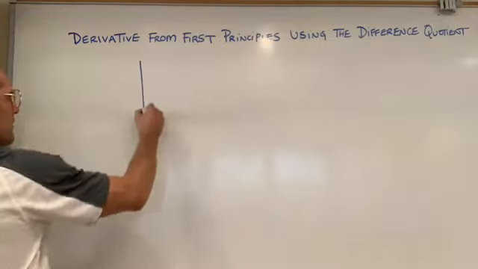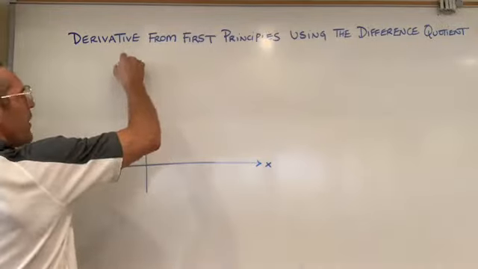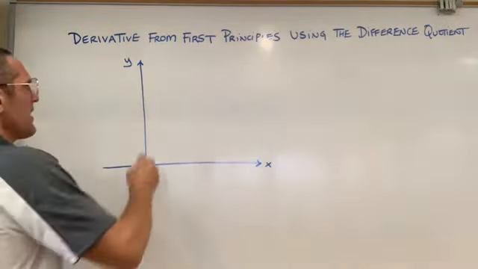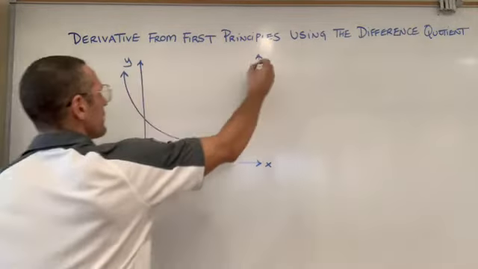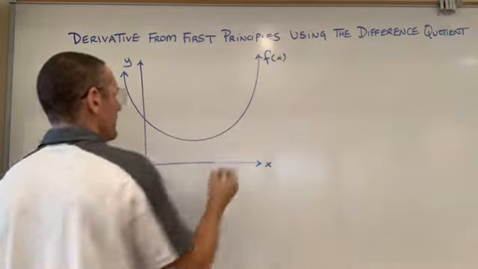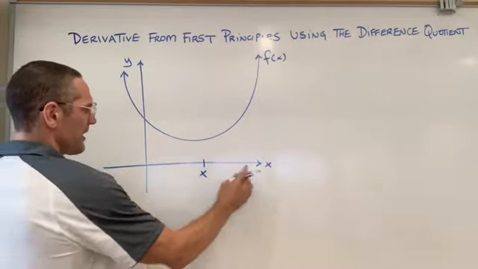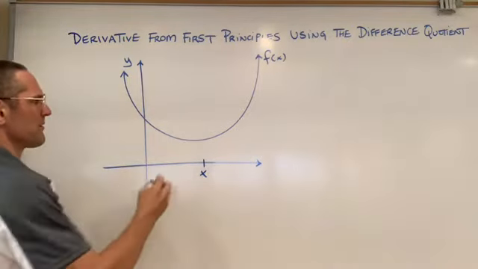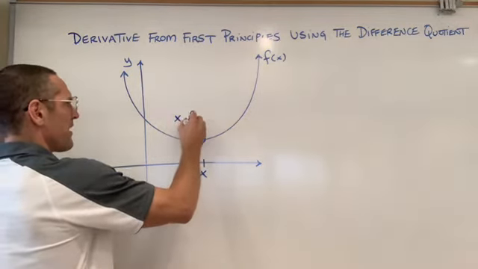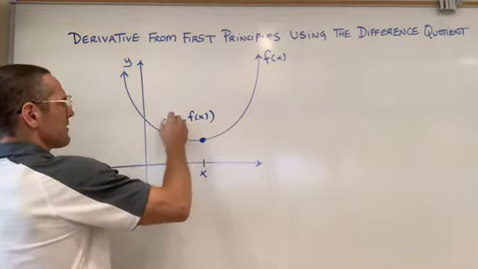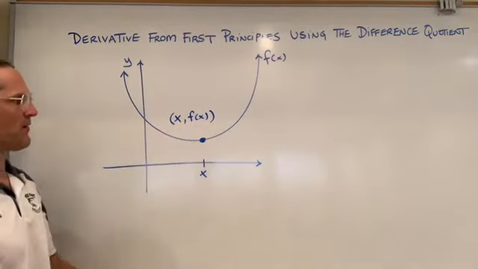Well, here it is. Here's my x and my y axis. Here's my y axis and here's my x axis. This here is any old curve. I don't know what it is. We'll just call this f of x. Now, what's going to be important for us to know is that here is some x on my graph, which means this point here is x, comma, f of x. This is x, this is f of x, this is our point x, comma, f of x.